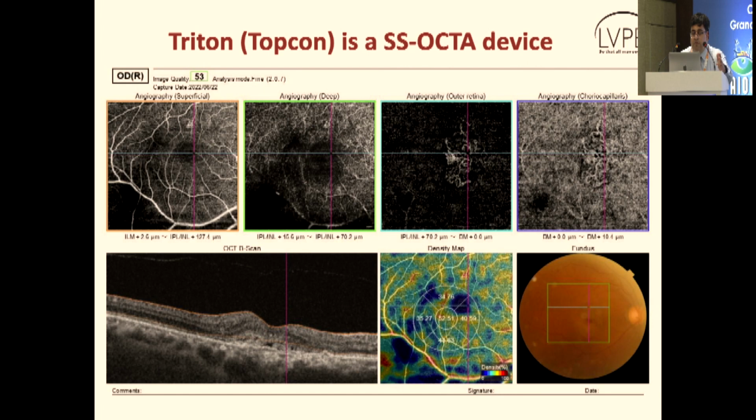So these are images from Triton, wherein again you can see, in terms of network resolution, you are able to pick up your networks within the choroid very nicely, in the outer retinal layer as seen here. It also has a bit of angioanalytic software attached to it, like the RT view.